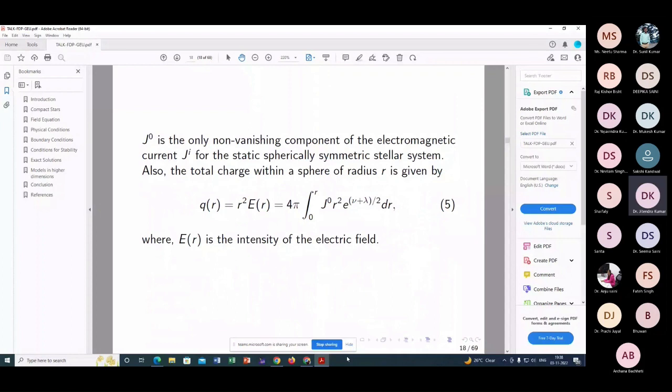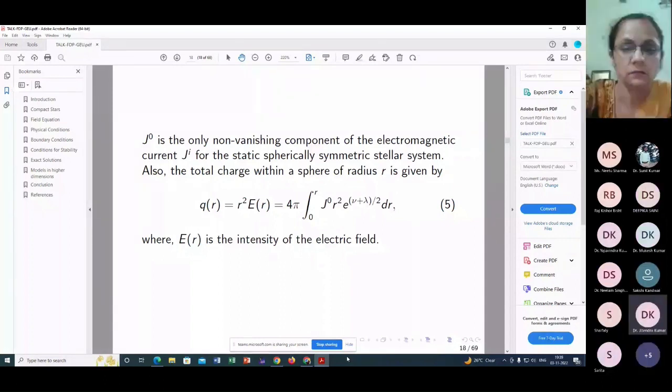And J naught is the only non-vanishing component of the electromagnetic current J^i for the static spherically symmetric stellar system. And the total charge of the model within the sphere of radius r is represented by Q(r), which is equal to r square into E(r), and that will be equal to 4 pi integration 0 to r J naught r square e power (nu plus lambda) by 2 dr. So by this formula we can get the total charge within the star, where E(r) is the intensity of the electric field.